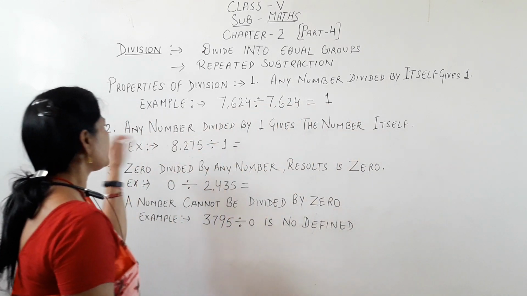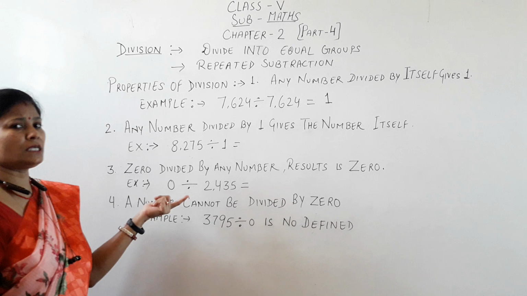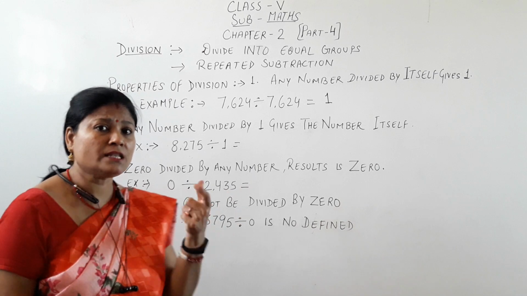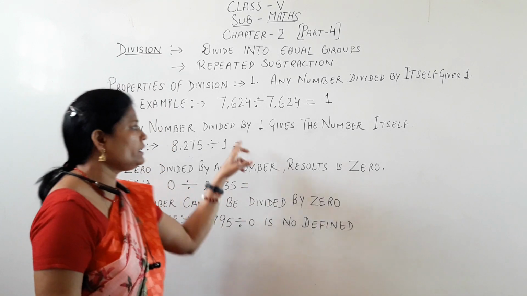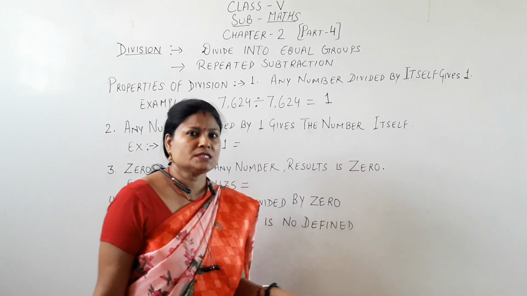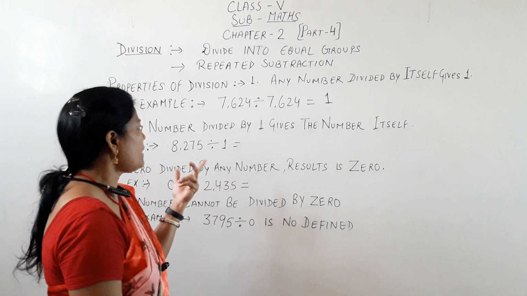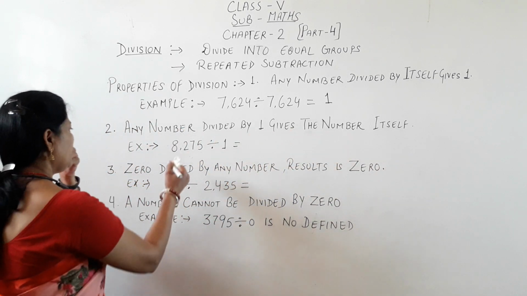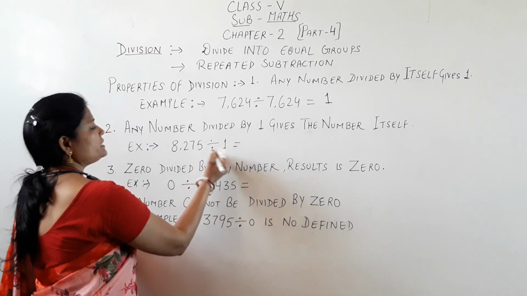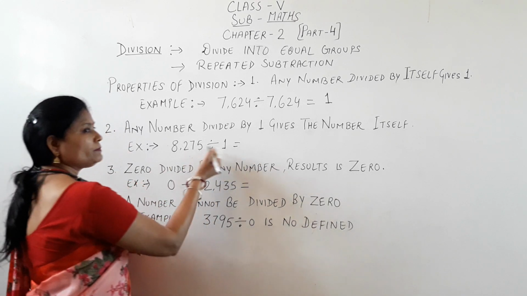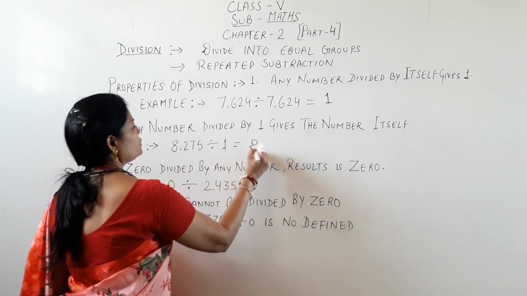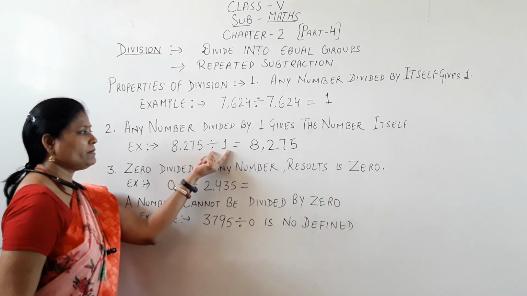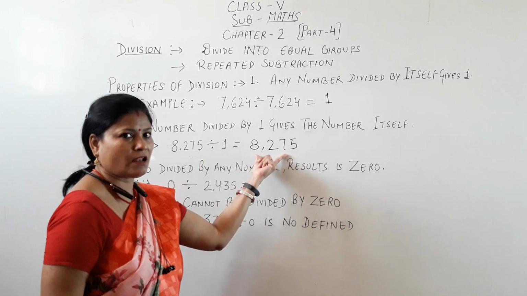Now move to the second one. What is the second property? Any number divided by 1 gives the number itself. Means 2 ones are 2. So if I divide a number by 1, I get the number itself. See, 8275 is divided by 1. So how many times will we read the table of 1? We get 8275. So any number divided by 1, the result is the number itself, or the given number.